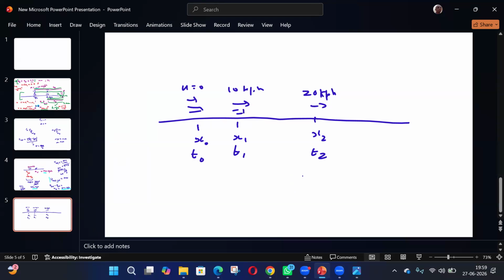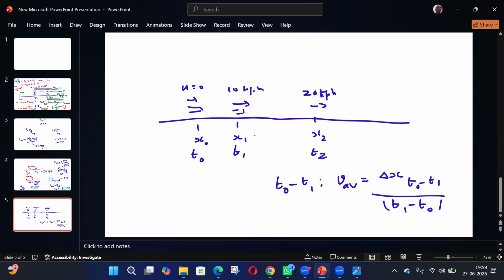So for the time interval t0 to t1, I can define average speed. That is the total distance traveled, delta x, in this time interval t0 to t1, divided by the amount of time it takes, that is t1 minus t0, because t1 is a later time, so t1 will be more. So this is average speed.